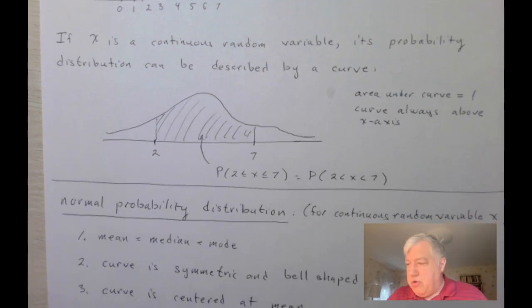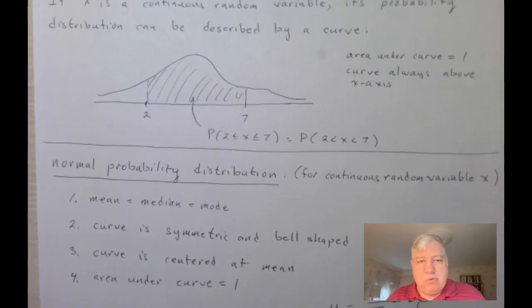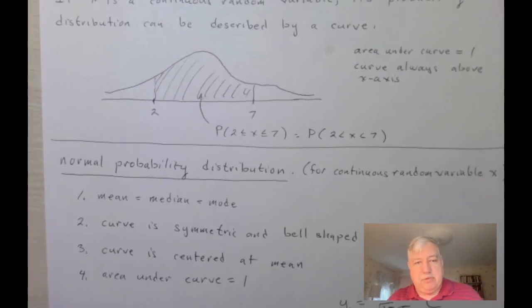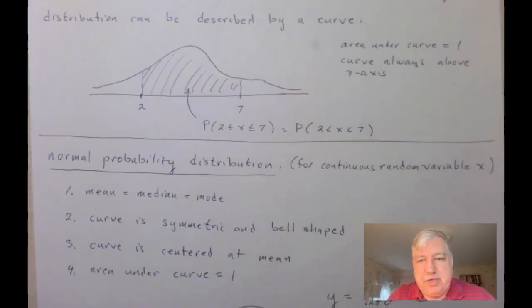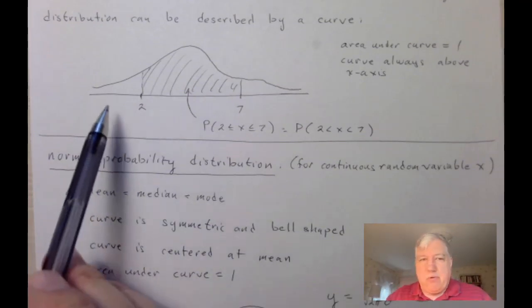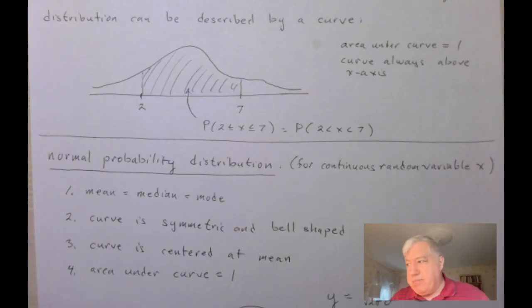Okay, so a normal probability distribution. If we say that a random variable has a normal probability distribution, what that first means is that we're talking about a continuous random variable. And the graph that we're using is a very particular graph.